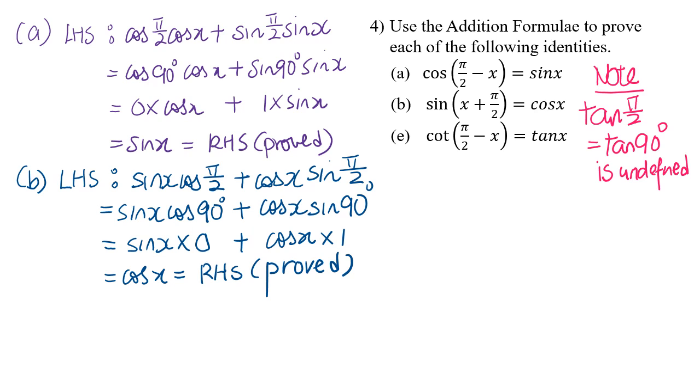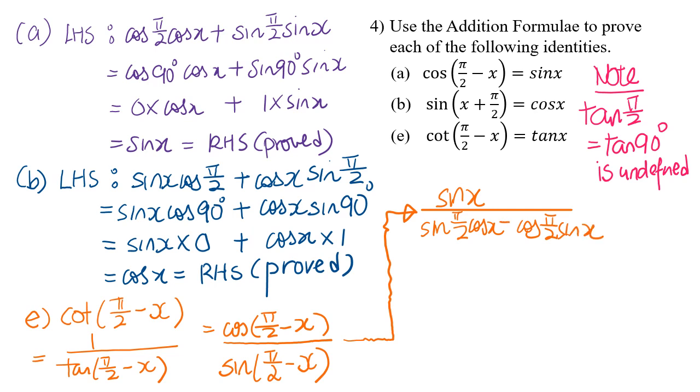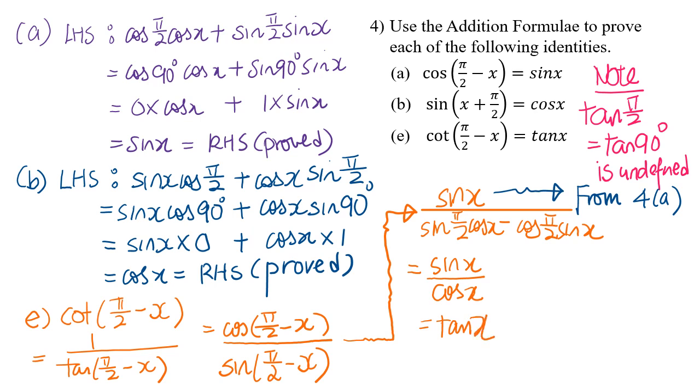So therefore, cotangent bracket pi over 2 minus x can be expressed as cosine bracket pi over 2 minus x over sine bracket pi over 2 minus x. We already managed to find the answer for cosine bracket pi over 2 minus x from 4a, which is sine x. Then you just use the addition formulae to simplify the denominator, which will work out to be cos x. And that gives us tangent x, which is what we're supposed to find on the right hand side. And that's how we do question 4.